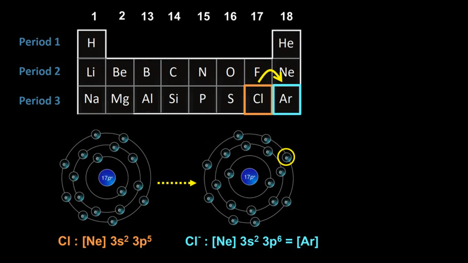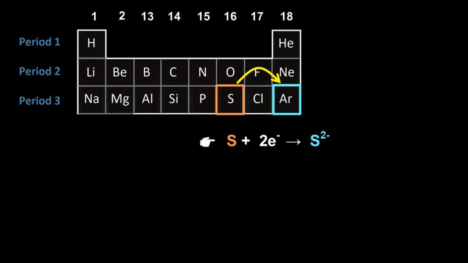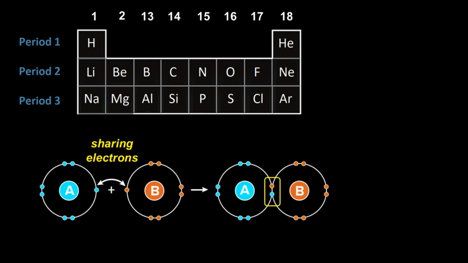And just like that, it takes on the electron configuration of argon, a noble gas in the third period. That's what gives it its stability. Another great example is sulfur. Sulfur has 6 valence electrons, so it needs 2 more to reach a full octet. When sulfur gains 2 electrons, it forms a sulfide ion, S2-. This gives sulfur the same electron configuration as argon, making it more stable, just like we saw with chlorine.